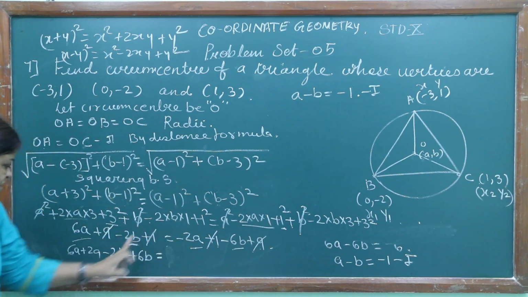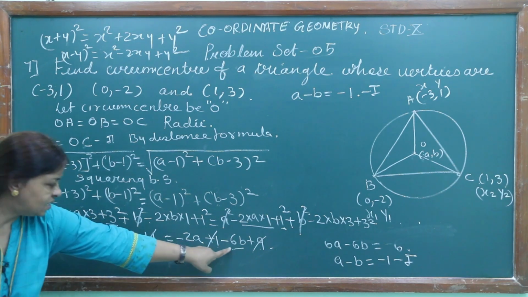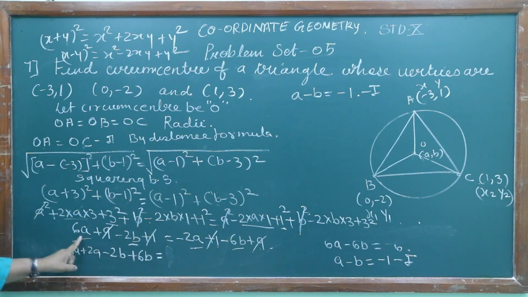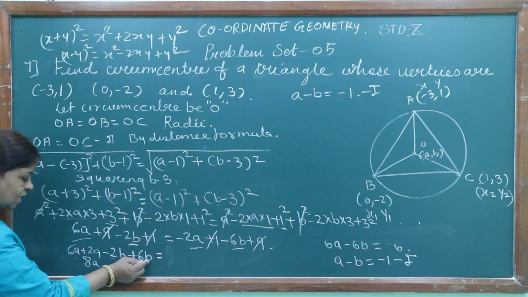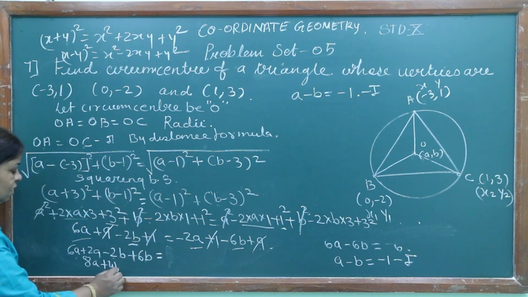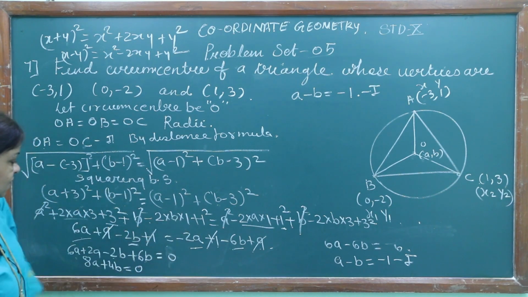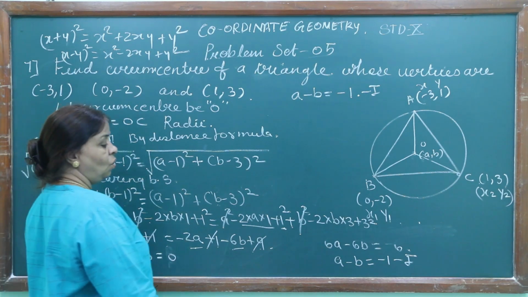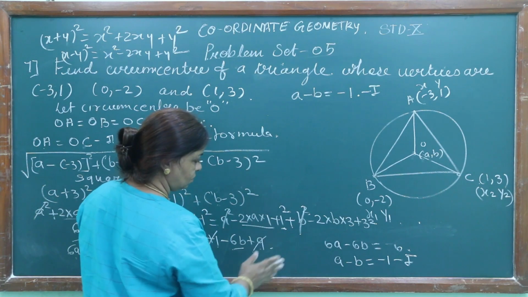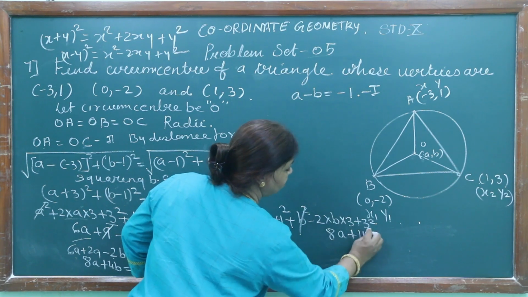Okay, and minus 2a I shifted here, which became plus 2a, minus 2b is there here, minus 6b I shifted here, it became 6b, 6a is there, 6a plus 2a is 8a, minus 2b plus 6b will be plus 4b is equal to 0. Because see, 9 and 9 got cancelled, no numbers are there this side. 8a plus 4b is equal to 0. So we can write, let me rub this, 8a plus 4b is equal to 0.